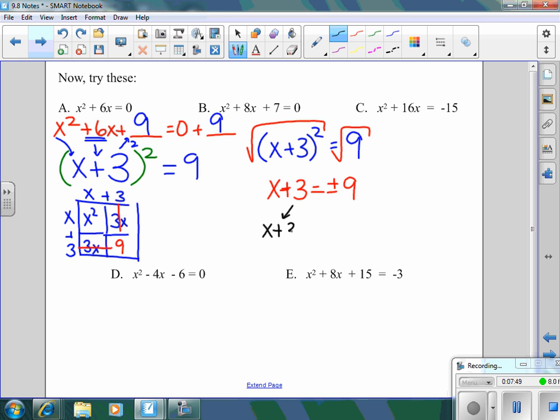So you get x plus 3 could equal positive 9, or x plus 3 could equal negative 9. And when you subtract 3 here, you get 6. But your other option here is negative 12.